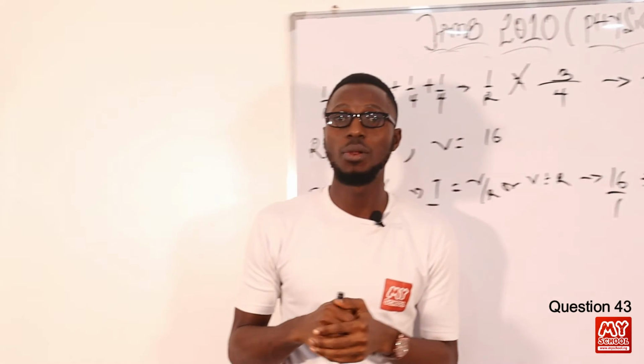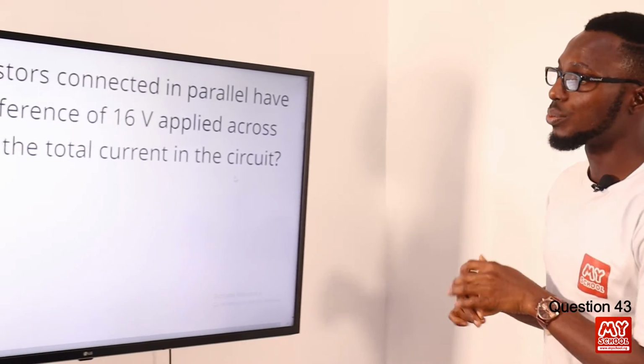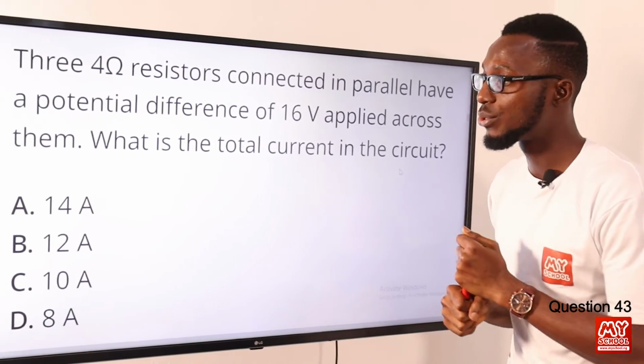So let's see if we have that value presented right here. Yes, we have that in option B. So option B is the accurate option.